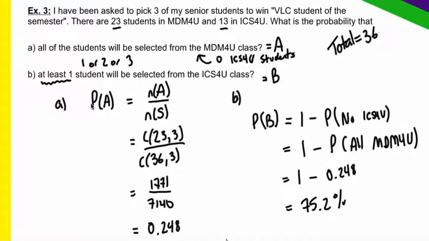All right, so those are 3 extra examples for you to consider when looking at how to use combinations and different counting techniques within solving probability types of questions.